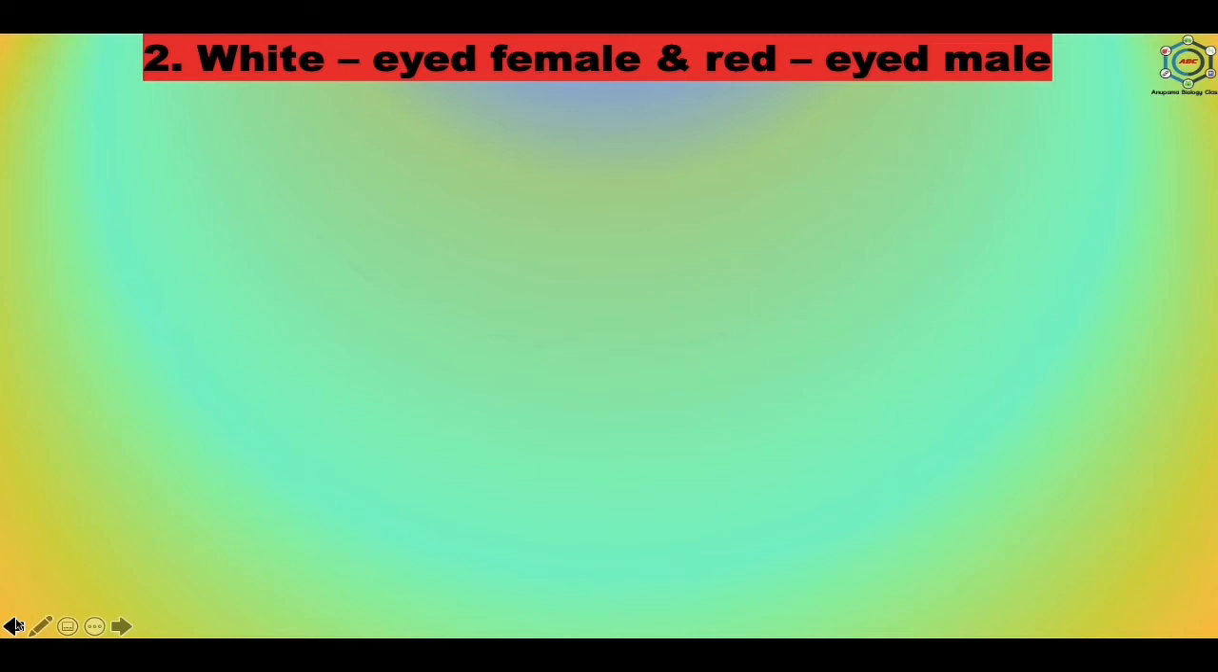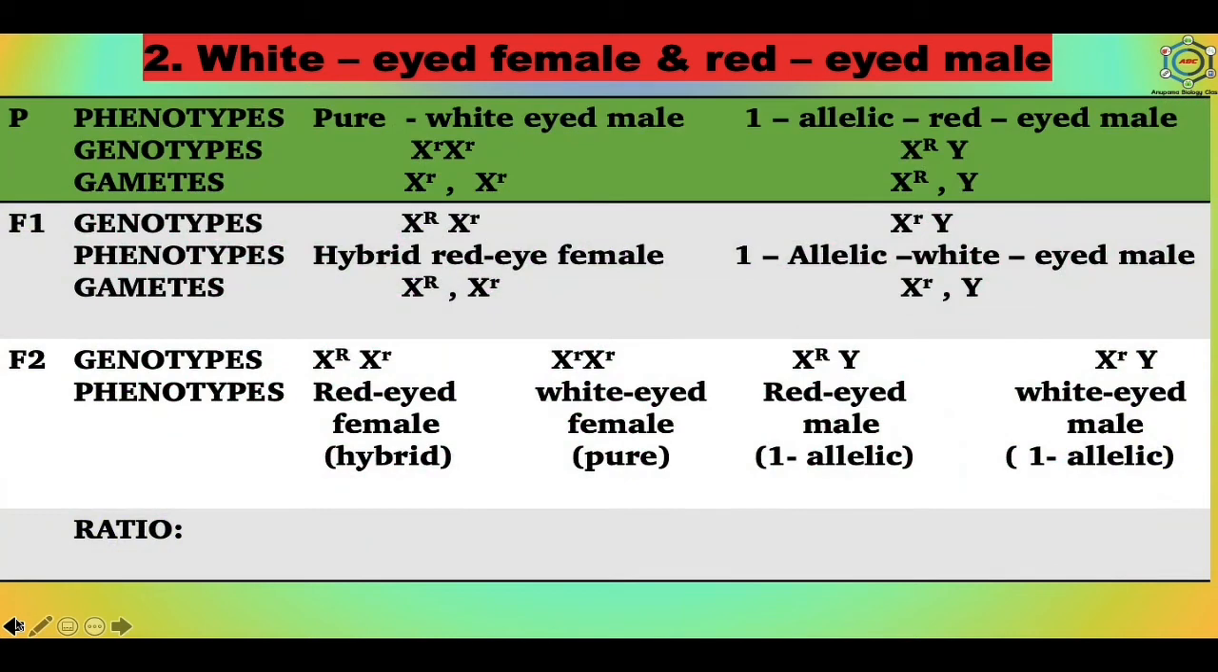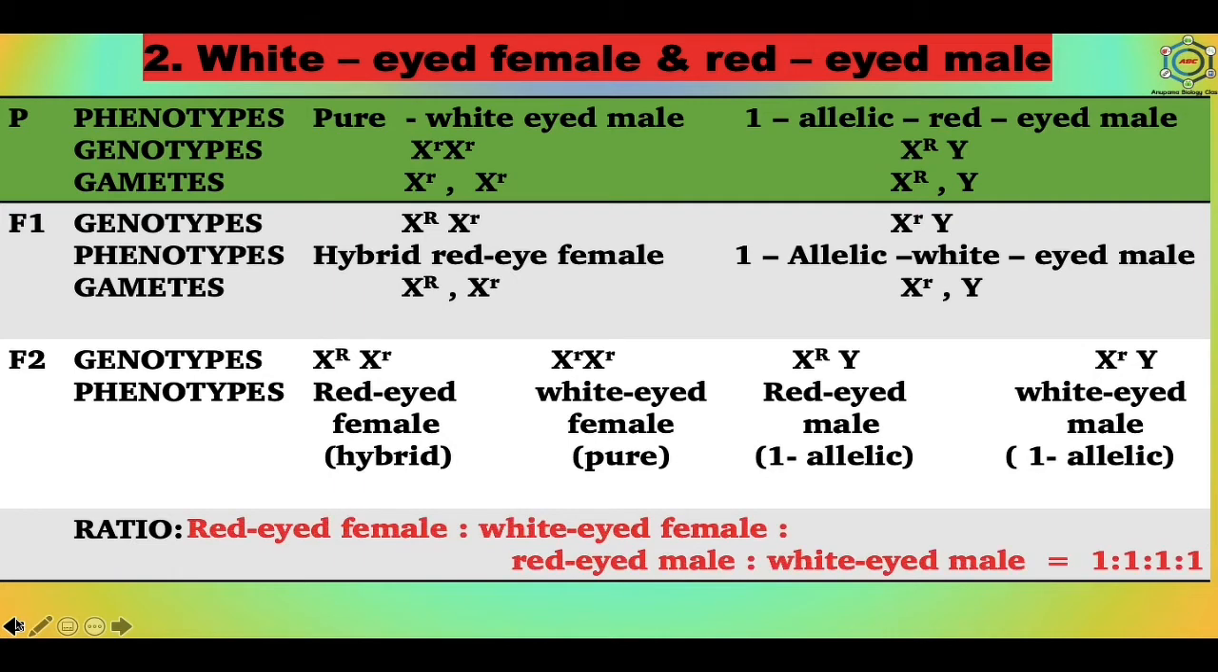Now here the second cross, that is white-eyed female and red-eyed male. So here you can see the cross, and in this cross a homozygous white-eyed female fly is mated with a hemizygous red-eyed male fly. This cross is the reciprocal of the previous cross and should yield the same result, but in its F1 progeny all the males are white-eyed and all the females are red-eyed. This result shows that eye color and sex are linked.